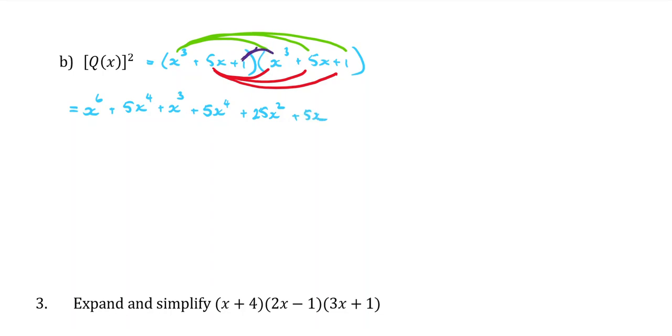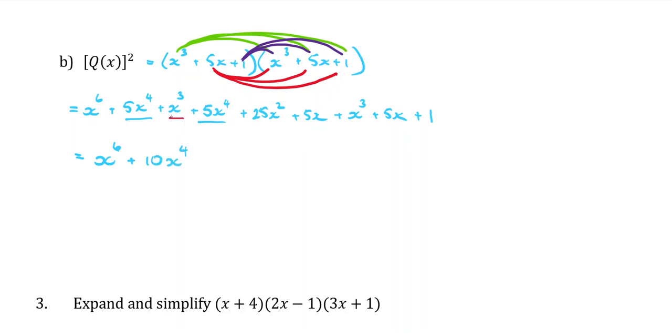Finally, the 1 times each thing in the second bracket. 1 times x cubed is x cubed. 1 times 5x is 5x, and 1 times 1 is 1. Collecting like terms. The highest power is x to the power of 6. Then we don't have any x to the power of 5s, but we do have x to the power of 4s there and there. So 5 plus 5 makes 10x to the power of 4.